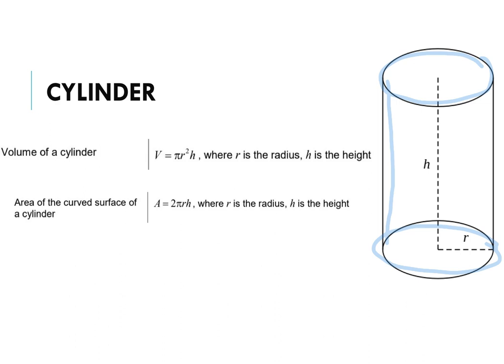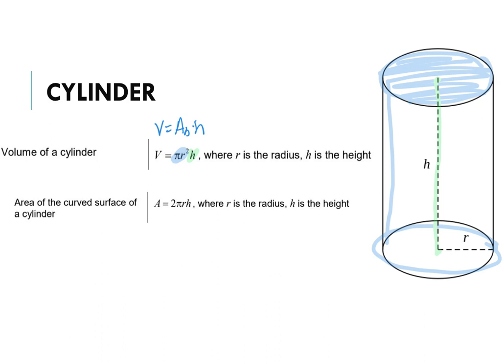If we look at the volume of a cylinder, pi r squared, we recognize that as the area of a circle. And then we multiply that by the height, which is the distance between the 2 circles. So this equation is the same equation that we have for any prism, area of the base times the height. So that's where this equation comes from.